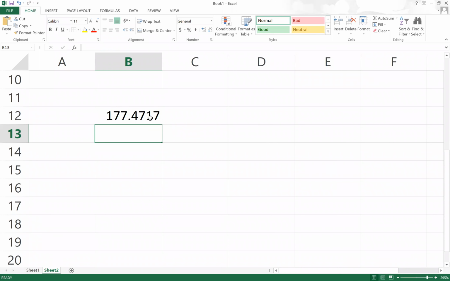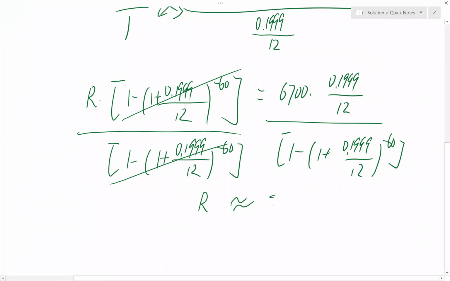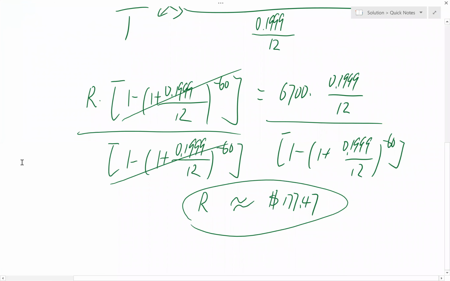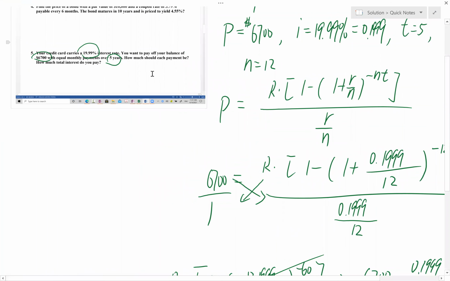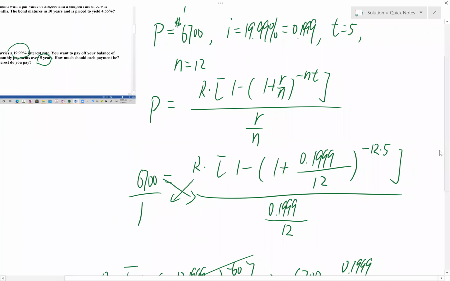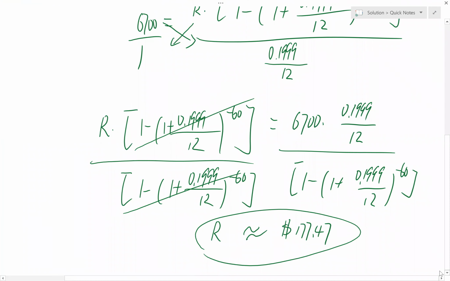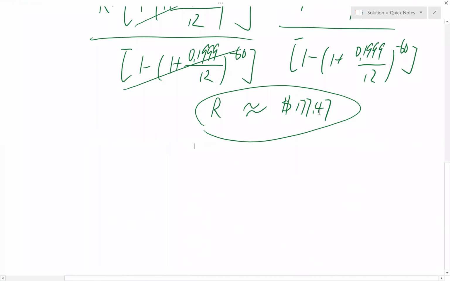So it's $177.47. That's your monthly payment to pay off this debt. And this is the first step, right? They also asked us to find out how much total interest we pay. Okay, so now think about this. You are making a monthly payment of 177.47 times 60 times, 5 years, 12 times a year, that's 60 times.